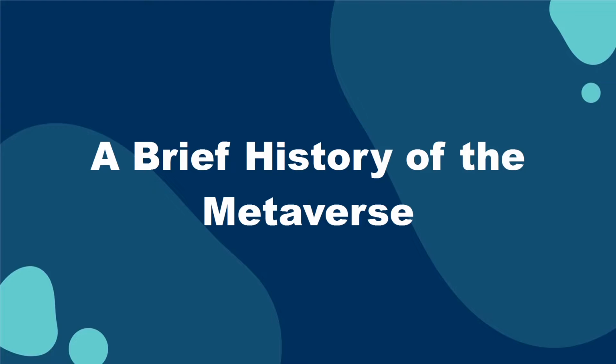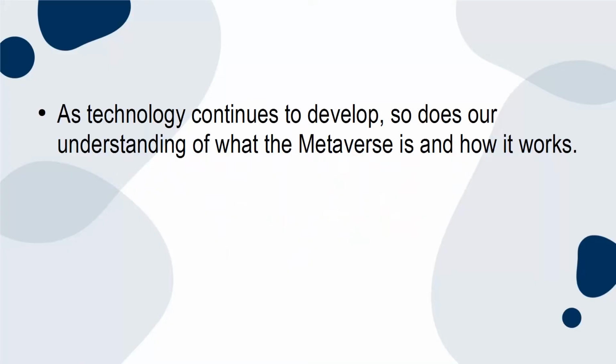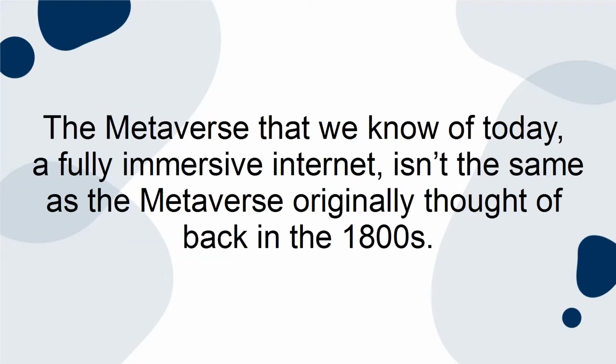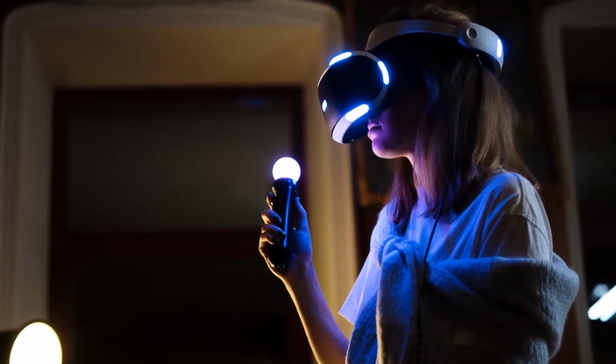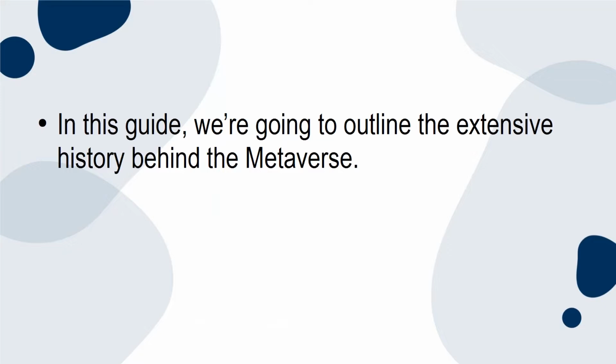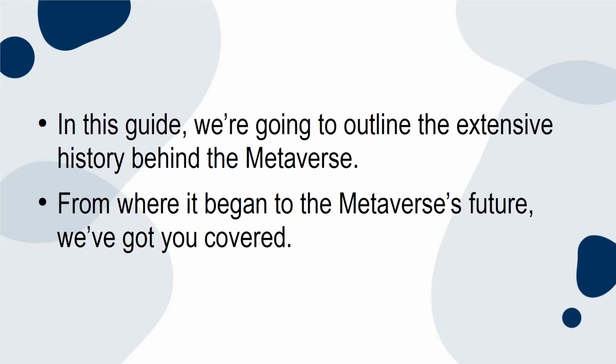A brief history of the metaverse. As technology continues to develop, so does our understanding of what the metaverse is and how it works. What began as an abstract idea about binocular vision has become a fully developed way to experience an entirely new virtual reality. The metaverse that we know of today, a fully immersive internet, isn't the same as the metaverse originally thought of back in the 1800s. Unlike today's Web 3.0 technology, the metaverse's beginnings can be traced back to a man named Sir Charles Wheatstone, who created an outline for a concept where two images, one for each eye, can be combined to make a singular 3D image. In this guide, we're going to outline the extensive history behind the metaverse. From where it began to the metaverse's future, we've got you covered.